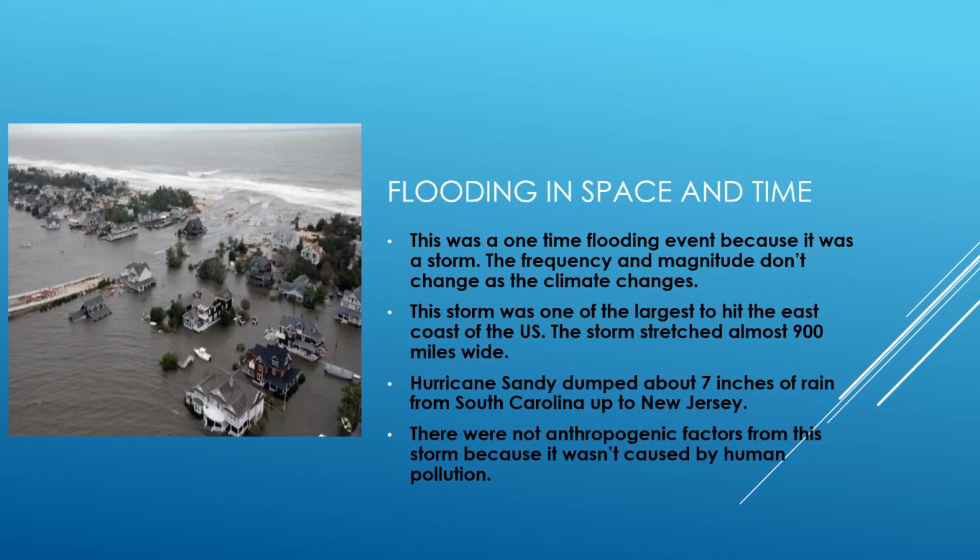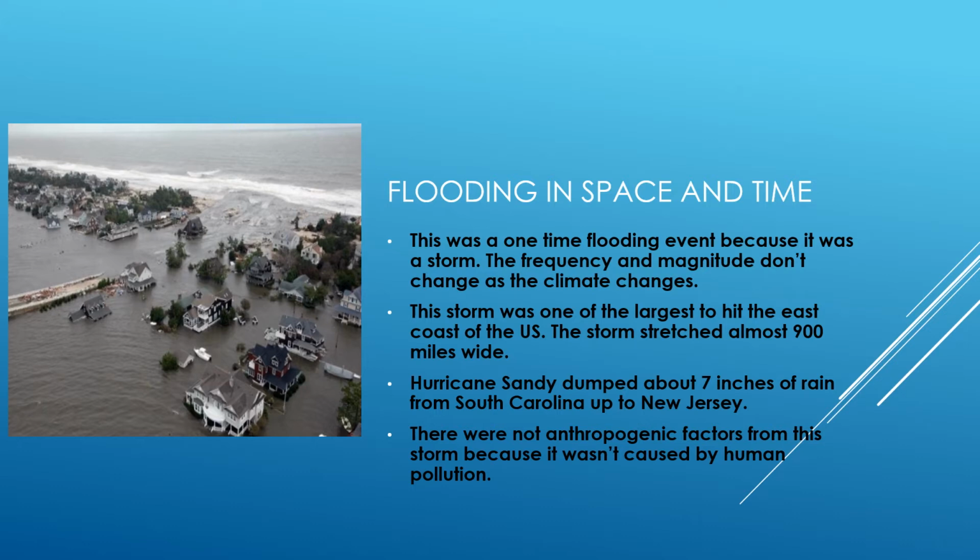Next, we're going to take a look at flooding and space and time of this hurricane. This was a one-time event because it was a storm. Frequency and magnitude haven't changed because of the climate changes. It was just a seasonal event that happened. This was one of the largest to hit the east coast of the United States. And looking back at that picture before, the storm was about 900 miles wide.